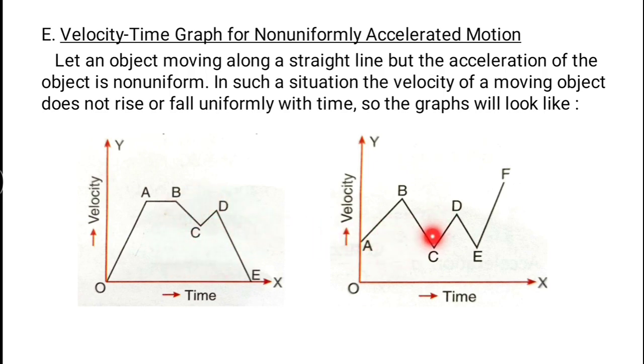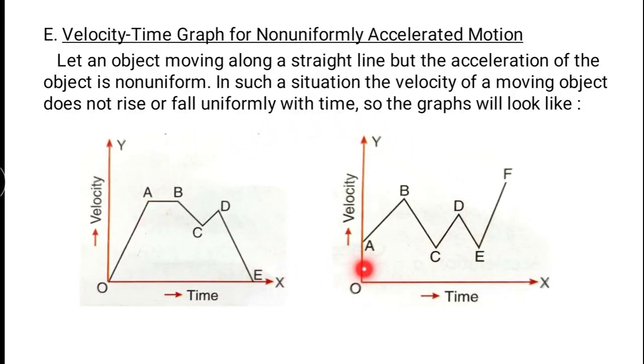In the same way, in this graph you can see from point A to B, the object is showing uniformly accelerated motion, which is not initially at rest. And from B to C, the object is showing uniformly retarded motion. So these types of graphs show that the object is in non-uniformly accelerated motion.